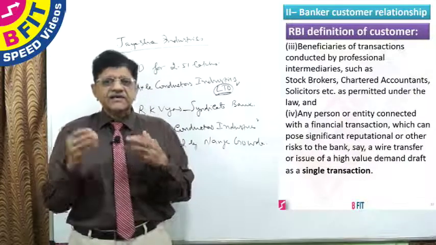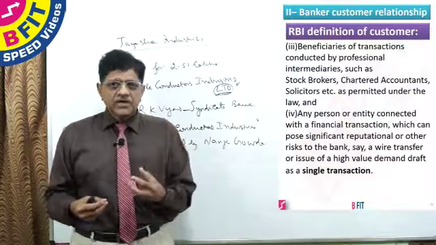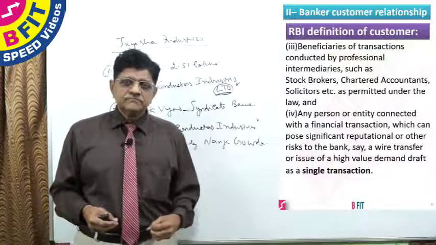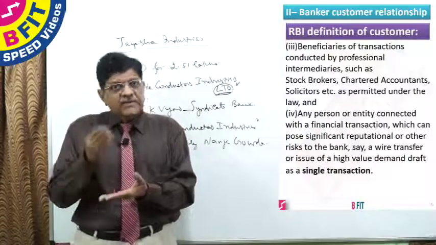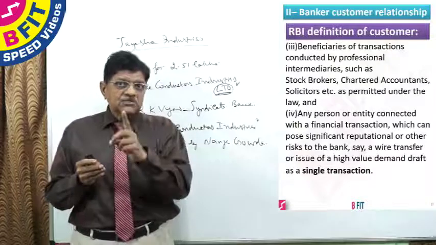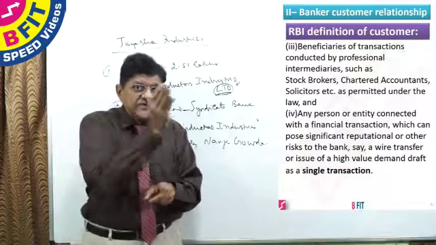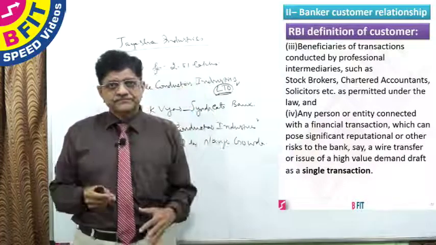Or I take another instance of a lawyer. A lawyer gets money from the court to be handed over to some X, Y, Z. That money is in the account of the lawyer, but the beneficial owner is X, Y, Z. So a bank should not stop with doing KYC only for the lawyer. It should also extend its KYC to the beneficial owner, the beneficiaries of the transaction.